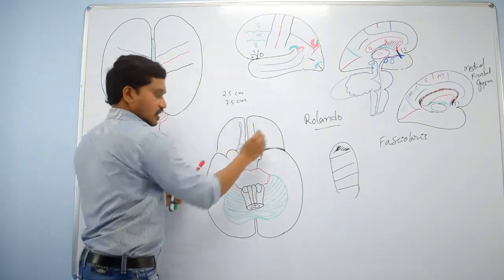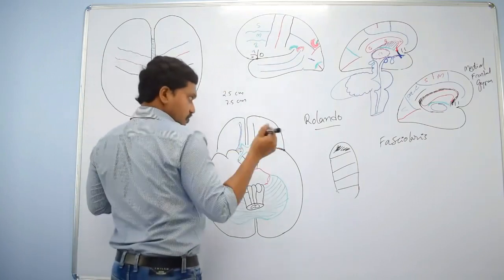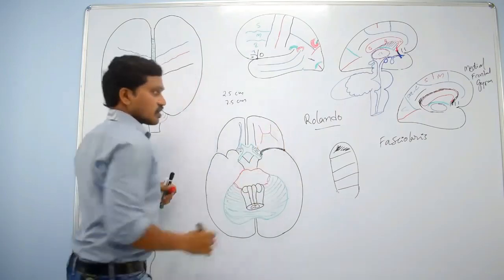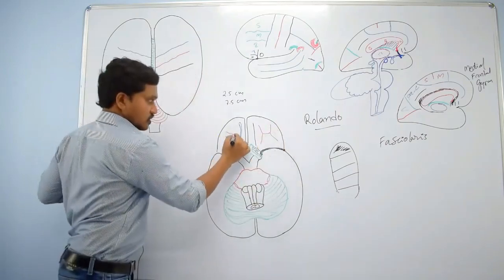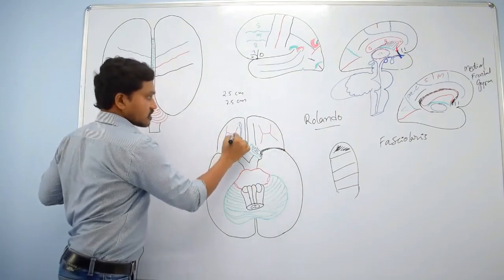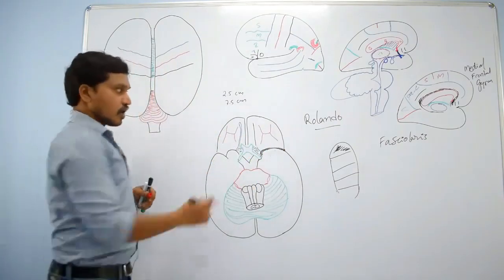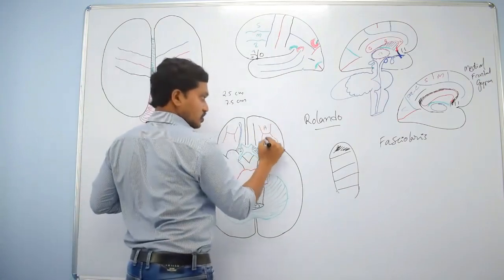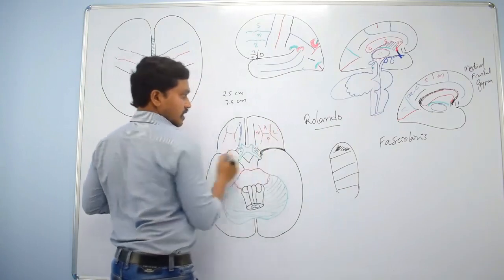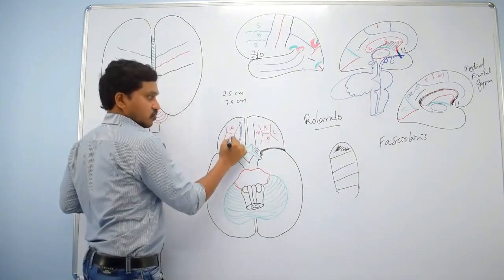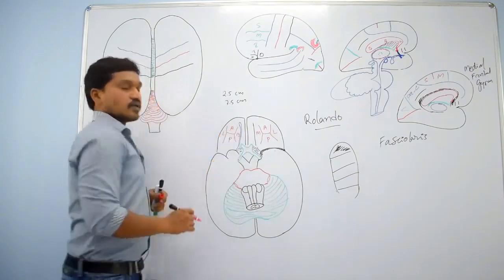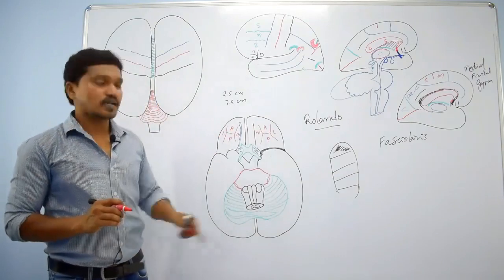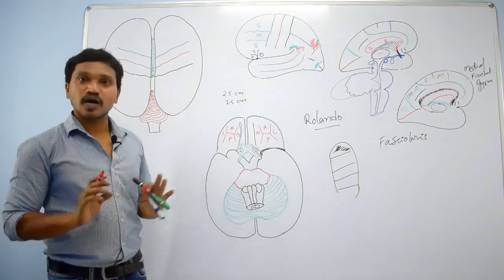Then lateral to that you can observe one H-shaped sulcus. Because of this H-shaped sulcus, the orbital surface divides into anterior, posterior, medial and lateral orbital gyrus. That's it about the orbital surface.